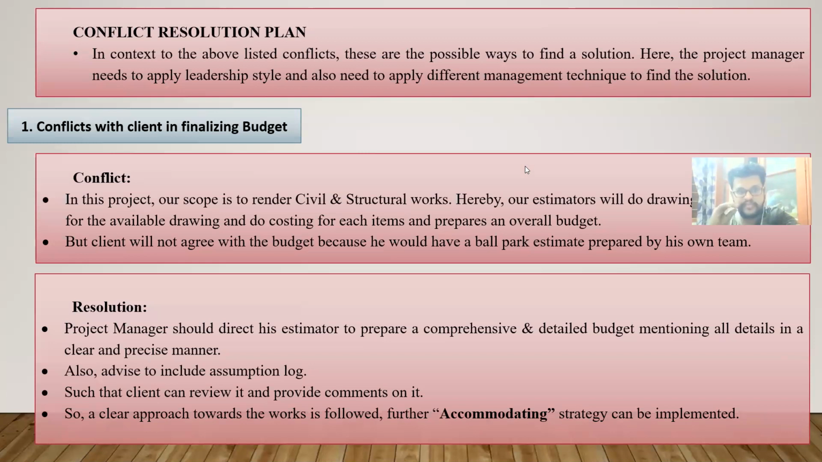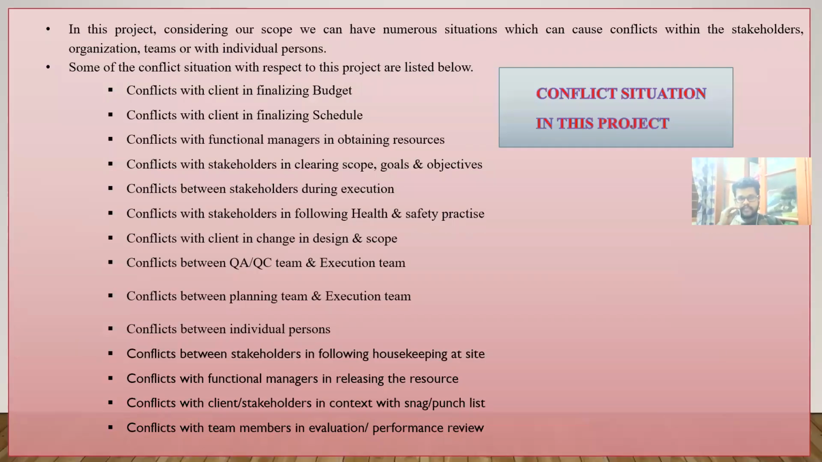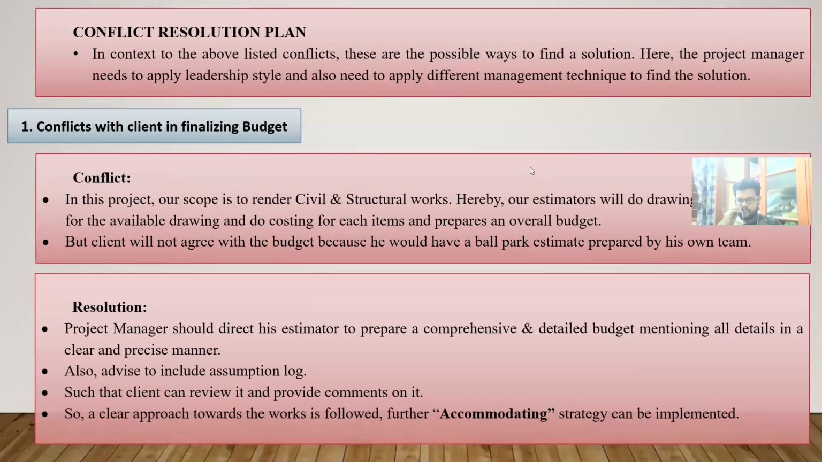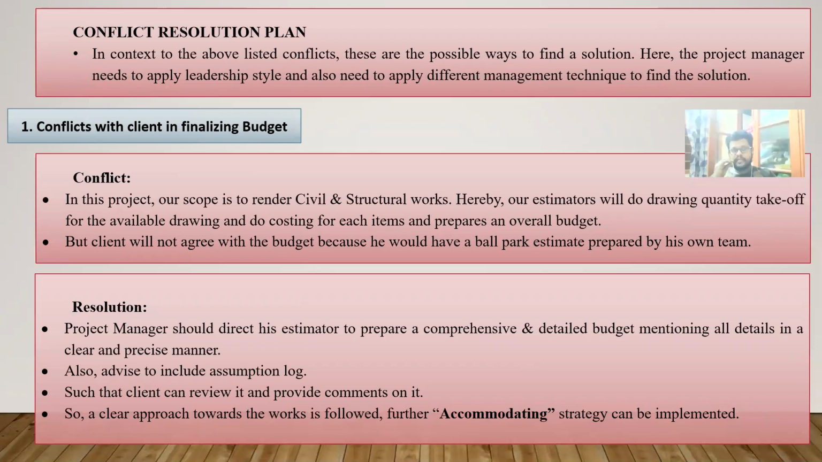So the first one is the conflict with the client in finalizing the budget. I'll go into this first conflict in depth and try to explain it. During the budget preparation, there may be a conflict between the estimators on the contractor side and the estimators on the client side.